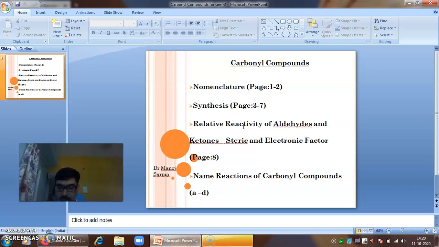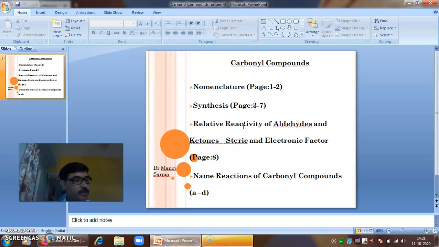Okay. Again, acetophenone, it is a common name. Then we can name it 1-phenylethanone or methyl phenyl ketone. Okay. In the second page also, we have given some examples.